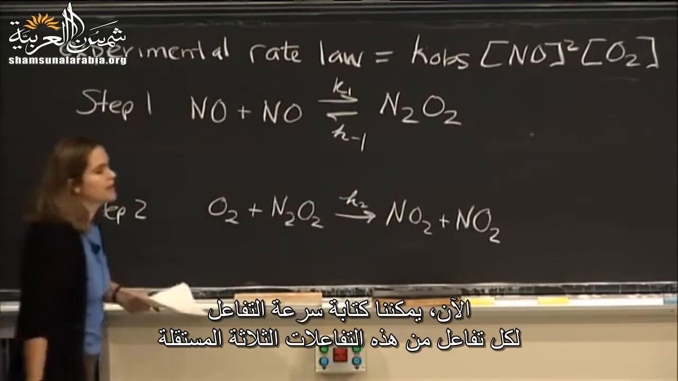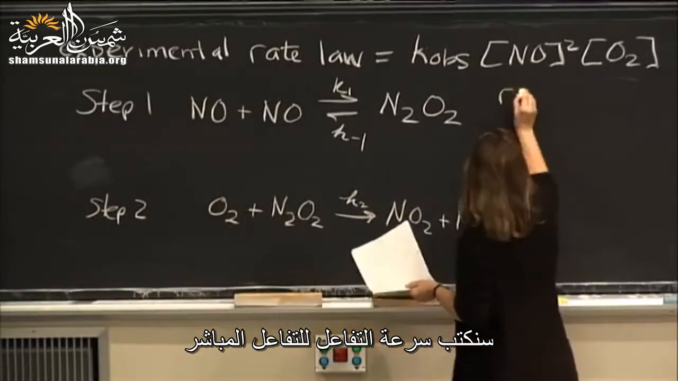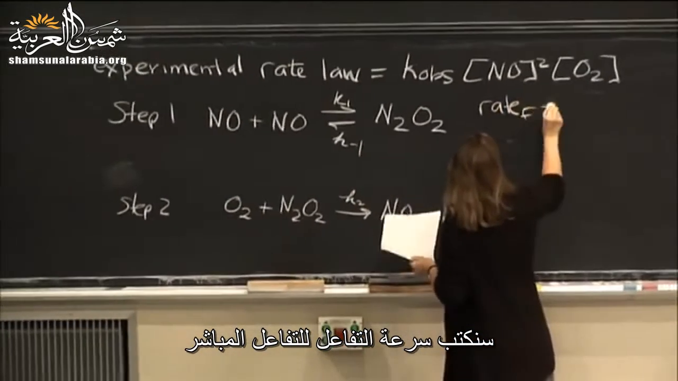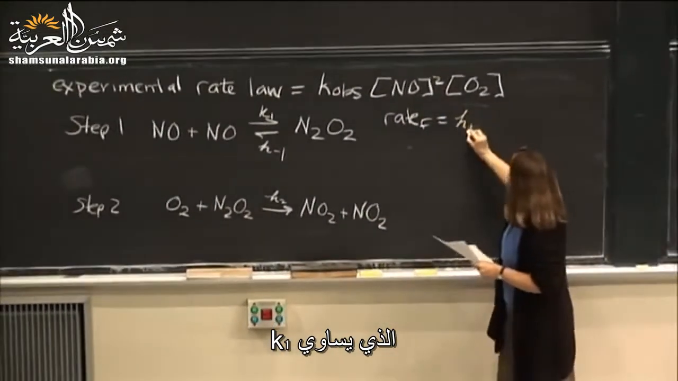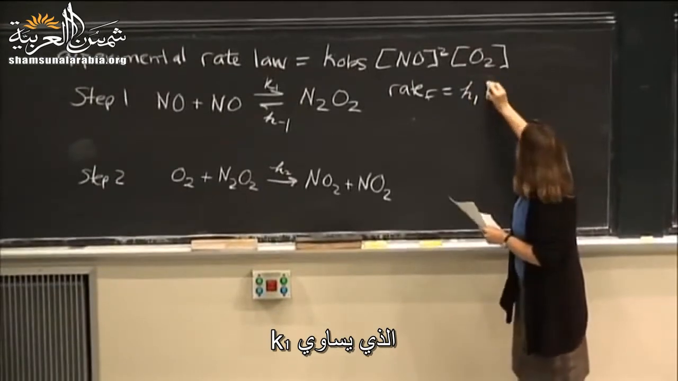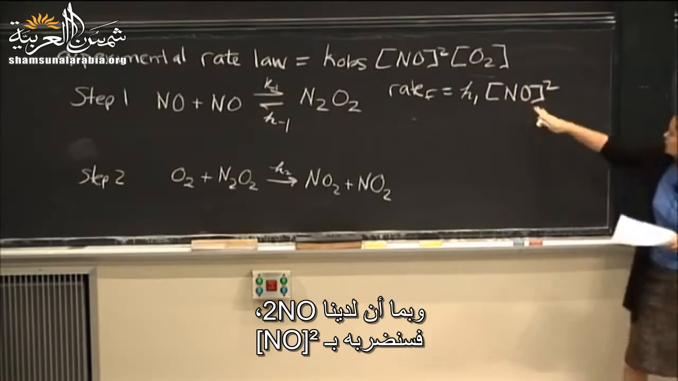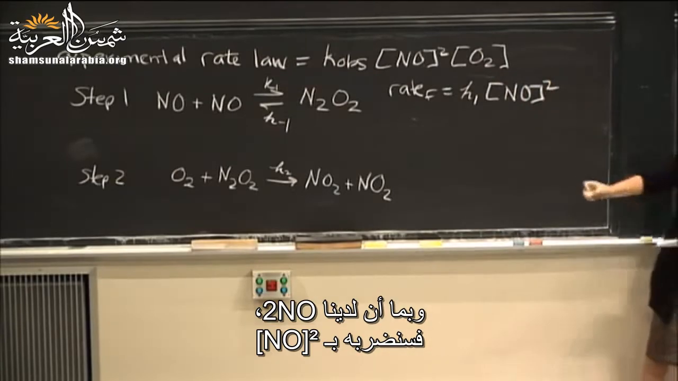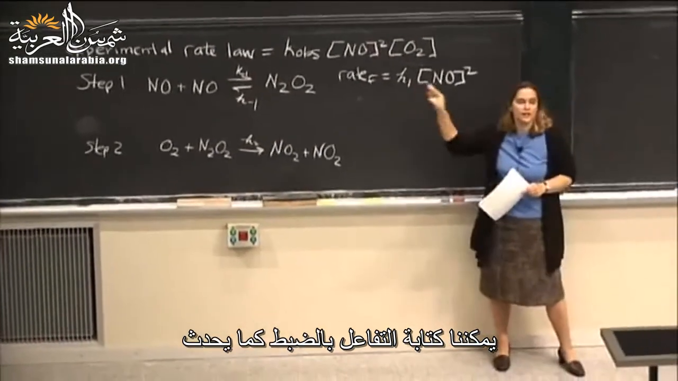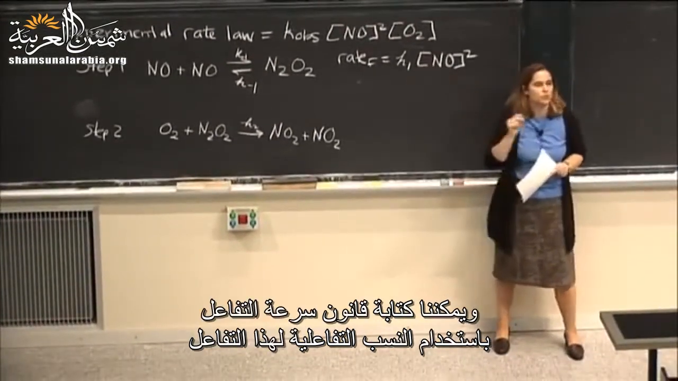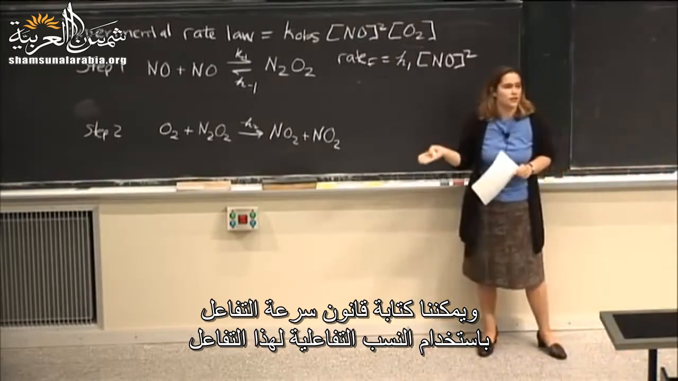So now we can write the rates for each of these individual steps. We can write the rate for the forward reaction here, and that's going to be equal to K1 times NO squared, since we have two NOs. And again, this is an elementary reaction, so we can write the reaction exactly as it occurs. We can write a rate law for that step using the stoichiometry of the reaction.